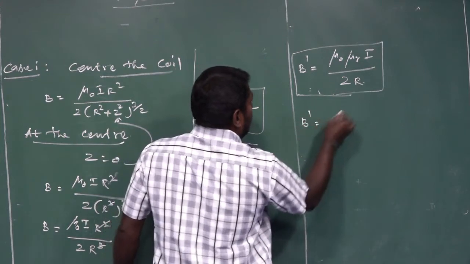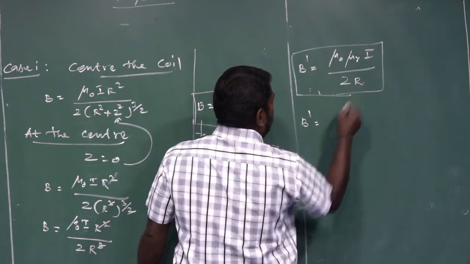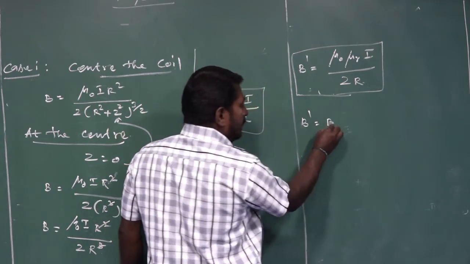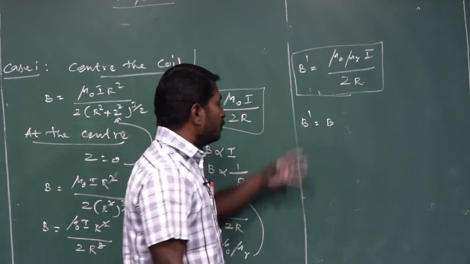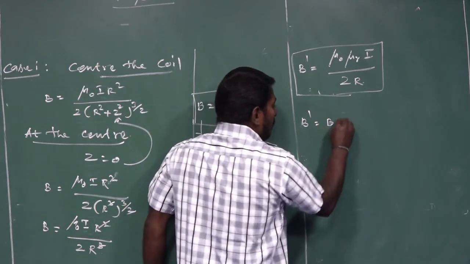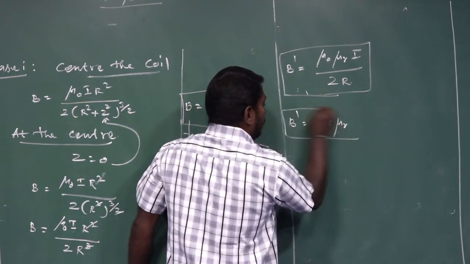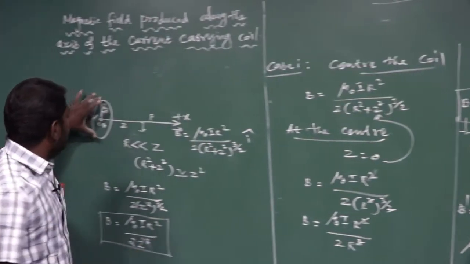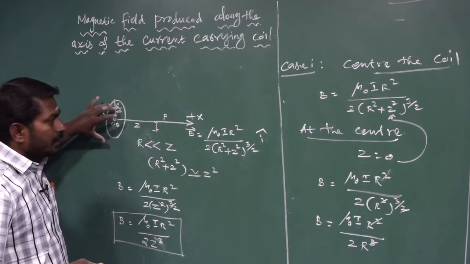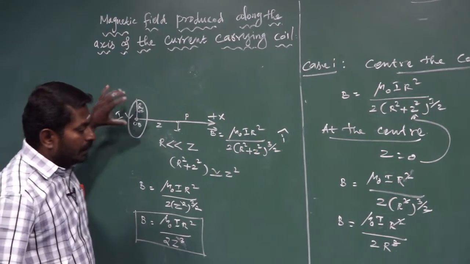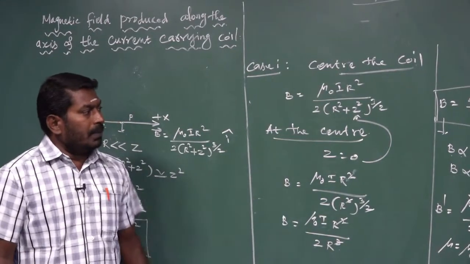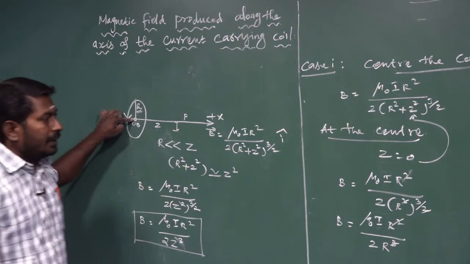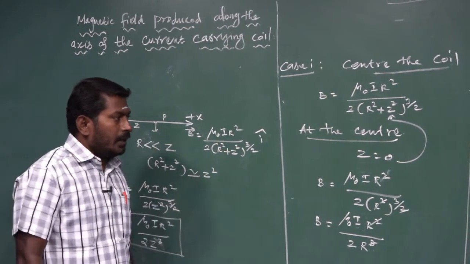So B prime is equal to mu naught I divided by 2r, which is B, the magnetic induction at the center of the circular coil in air medium, multiplied by mu r. So, without disturbing the system, when the entire system is kept inside a medium of permeability mu and relative permeability mu r, the magnetic induction at the center of the circular coil carrying current increases mu r times.